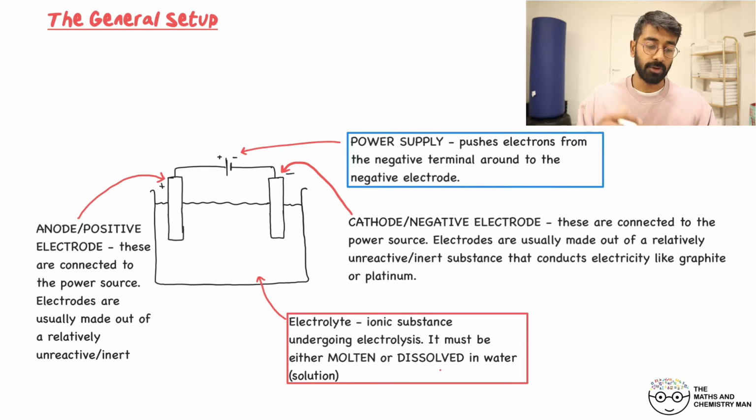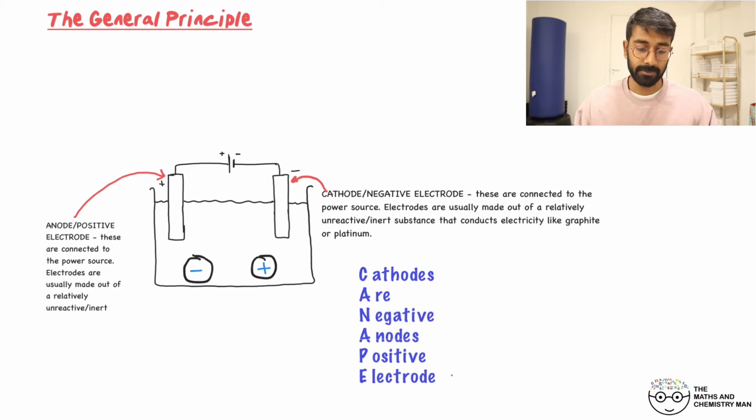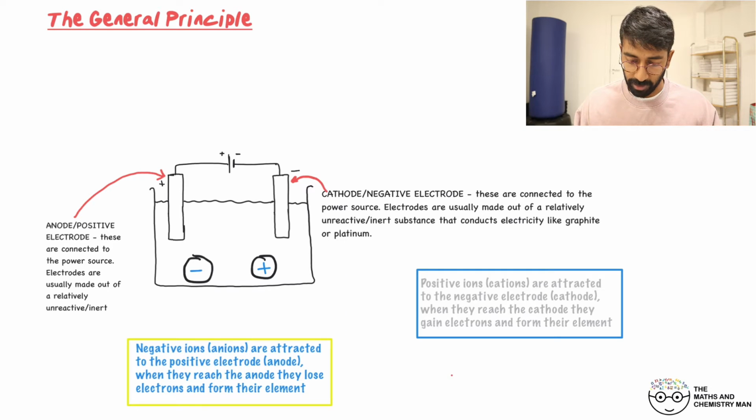Now across the other side, you've got your positive electrode, and that's called an anode. And just like the cathode, it's got to be made of something which is inert or unreactive. And so that is also made out of graphite or platinum. Now, to help you remember those new terms, you can remember this. So the word canopy. Why remember that? Because we can say that it stands for cathodes are negative and anodes are positive electrodes. Okay, so that's just one way that you could remember it.